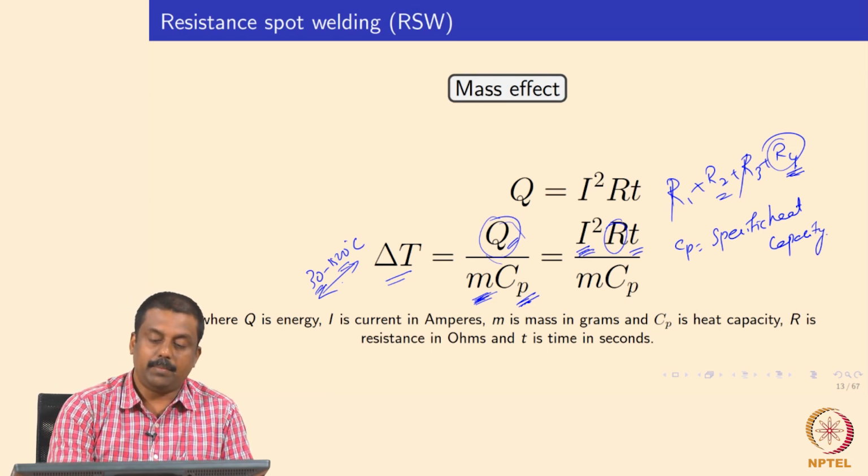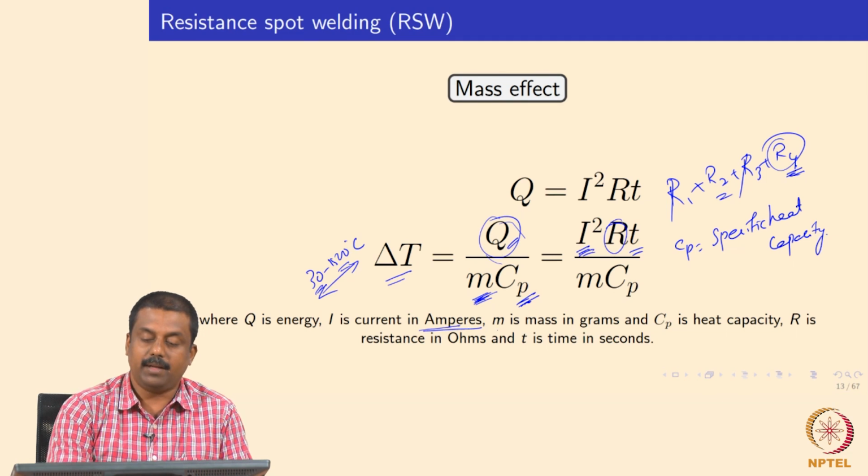The other important thing I want to note down here is the units. When you mention amperage and volt, the A and V must be in capital letters. Similarly for ohms, because they are names.